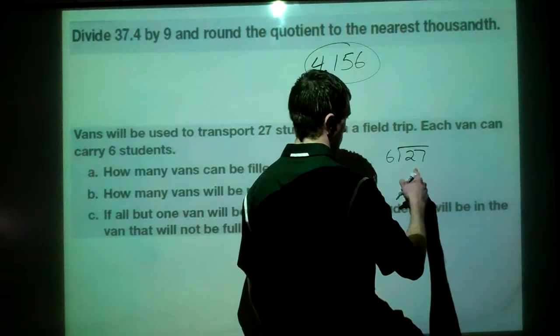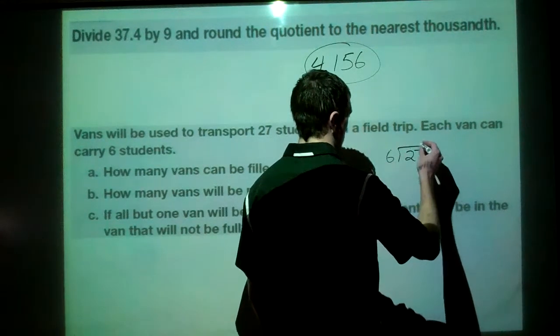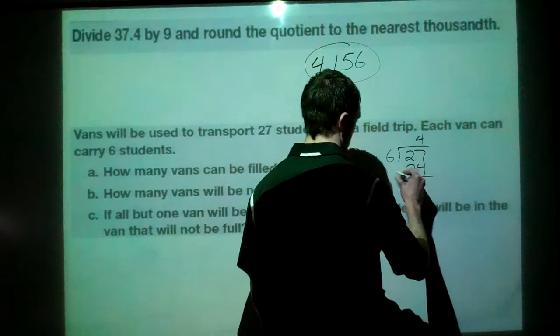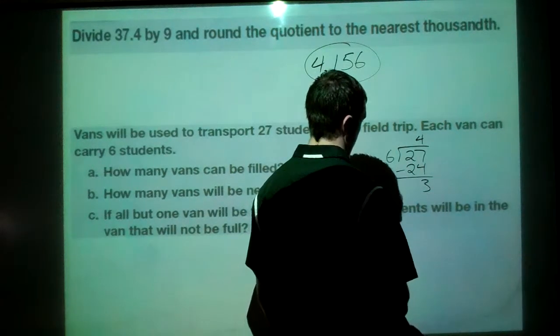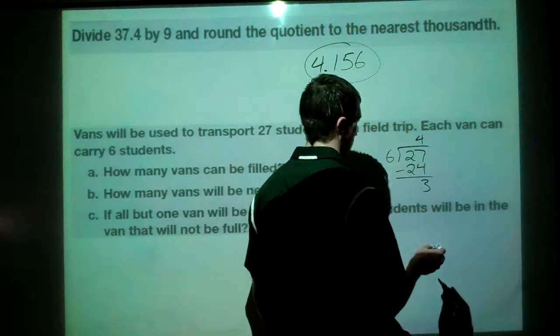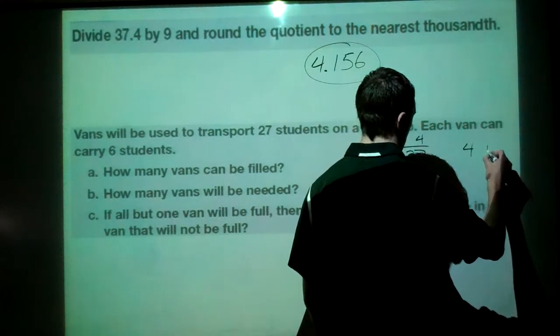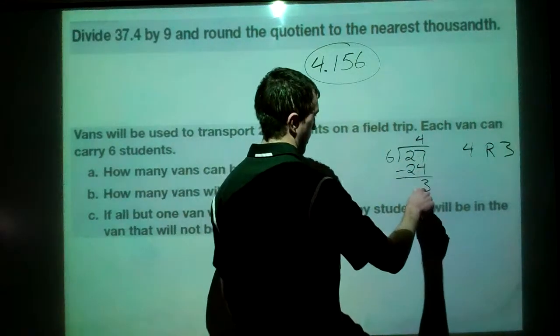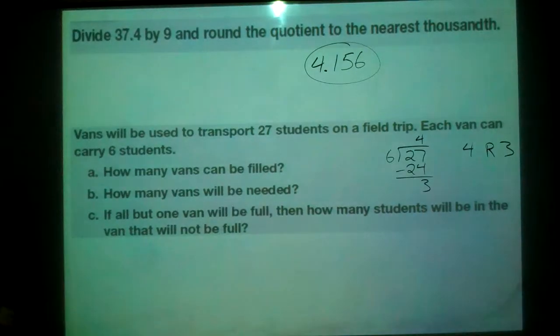Okay, 6 goes into 27. Let's see, 4 times. 4 times 6, 24. Subtract that, we get 3. Alright, so we have 4 remainder 3. Remember, we could write that a bunch of different ways. 4 and 3/6, or 4.5 would be okay. But we want to use the remainder in this one. It's going to help us out towards the end.